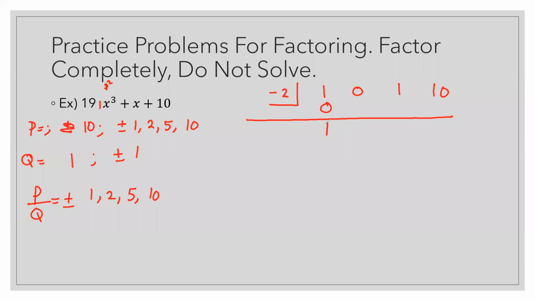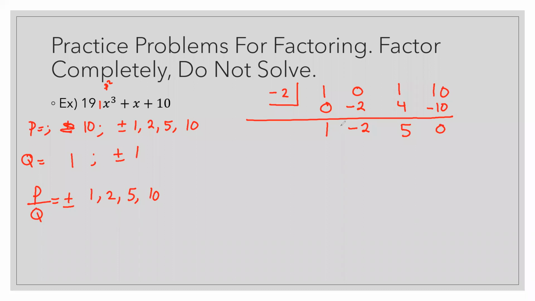So 1 plus 0 is 1. And then 1 times -2 is -2. And then 0 plus -2 is -2. -2 times -2 is +4. And then 1 plus 4 is 5. And then 5 times -2 is -10.